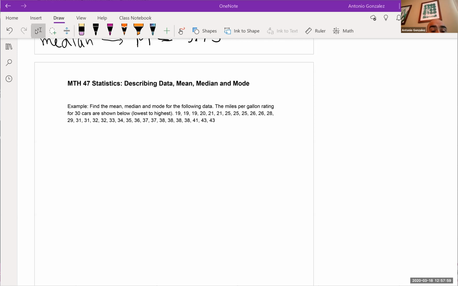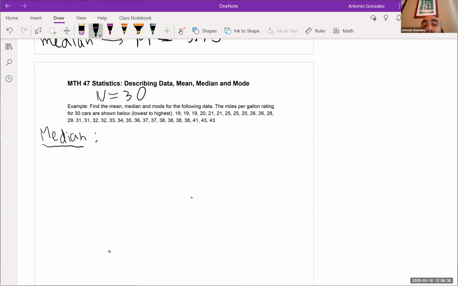All right, so find the mean, the median, and the mode of the following data. The miles per gallon rating of 30 cars are shown below. So we have all this data here, and let's start with the median, since that's where we left off on the other one. They tell me there are 30 cars shown, so n is 30, that's how many data values we have. The nice thing here is that it's already ordered for us, so I don't have to worry about ordering the data.